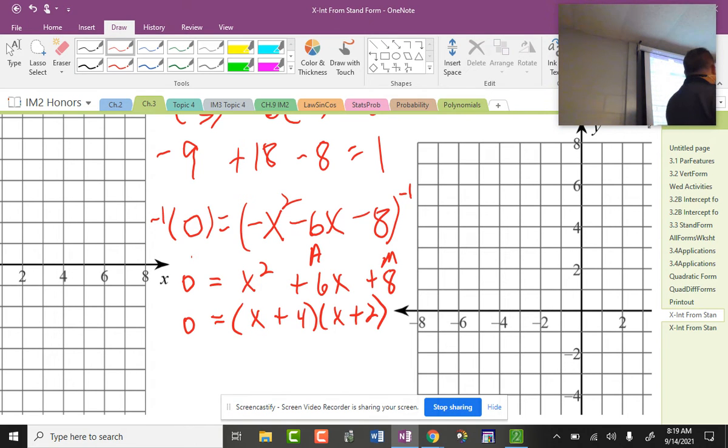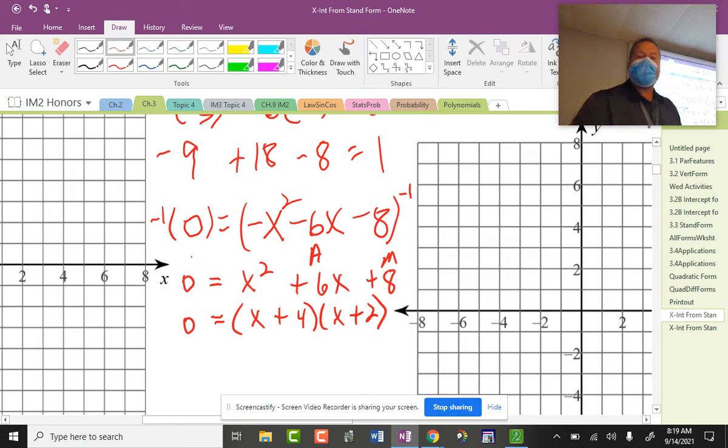Now you look at this. If I put f of x back equals, then you would say, all right, I know the x-intercepts are negative 4, 0, and negative 2, 0. That's what you're doing. You're solving that situation there. Okay, so that's the best way I can think of it. Or I didn't even have to make this 0.